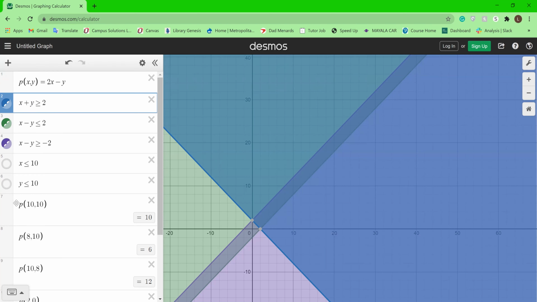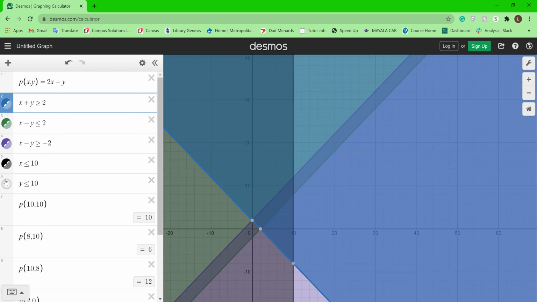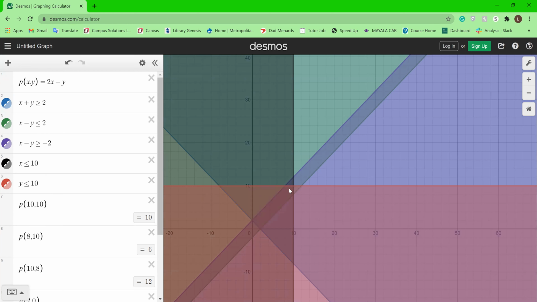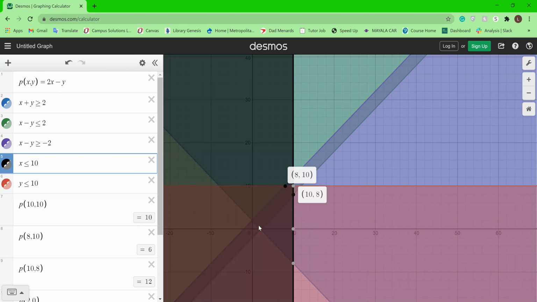In this scenario, it would be unbounded, but if x is less than or equal to 10 and y is less than or equal to 10, then it's no longer unbounded. So, it's not going to be unbounded for a minimum or maximum, so that means that it's bounded everywhere. There's corner points everywhere, it can't go on forever on either side. So here you would not worry about unbounded.